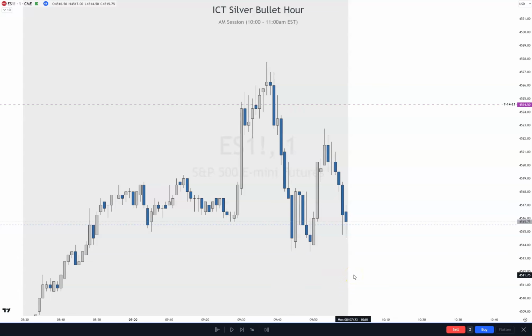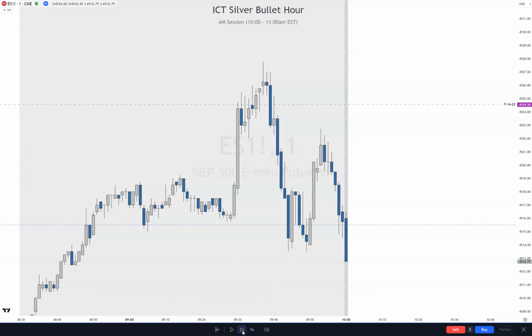Today I want to go over the AM Silver Bullet for August 7th. We're going to go candle by candle, so we're going to buy and sell down here based on what happens on the chart. So 10 o'clock, it starts right here, so let's start seeing what we have here. Okay, does that close? Yes. Alright, so the first thing I see starting the 10 o'clock hour right here is sell side's taken.